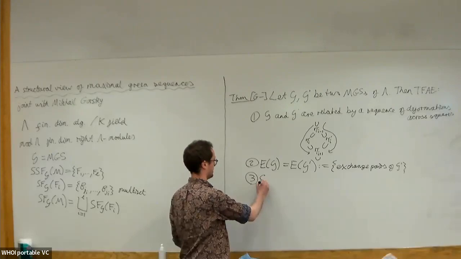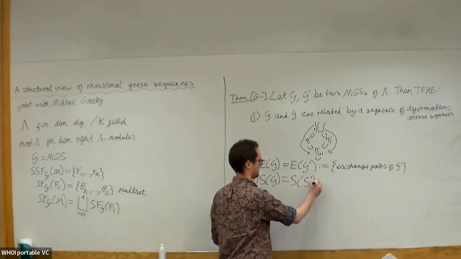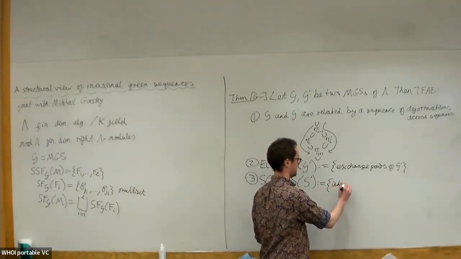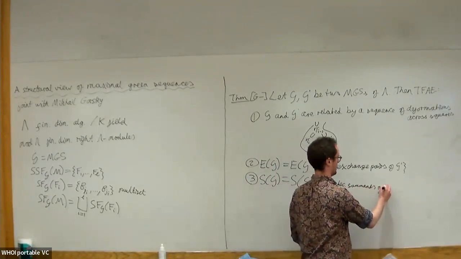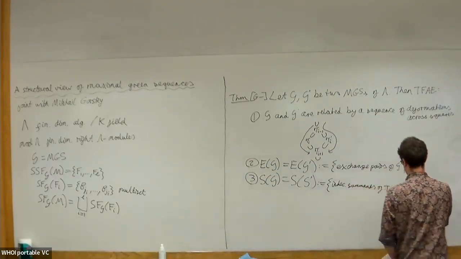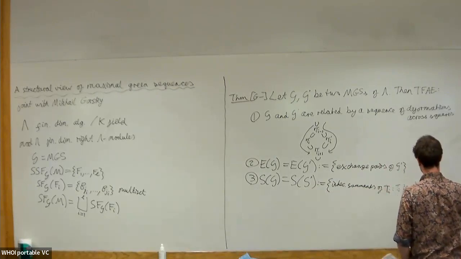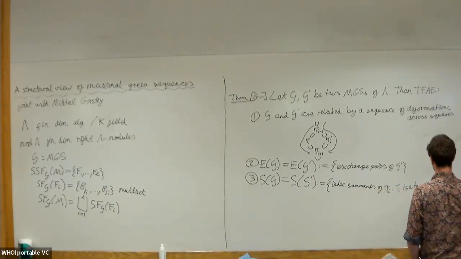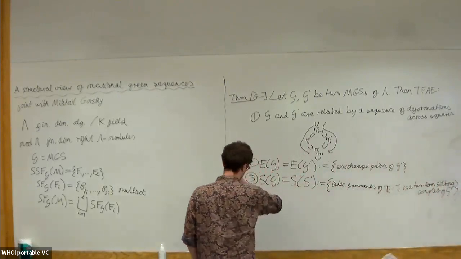Number 3. So I'm going to write this and then define it. By S of G prime, I mean the set of indecomposable summands of Ti, where Ti is a two-term silting complex of G. I only want one copy of each, so I'm not counting repeats.